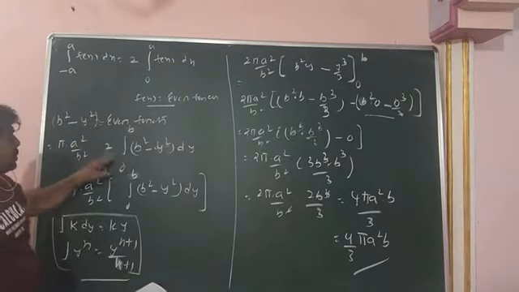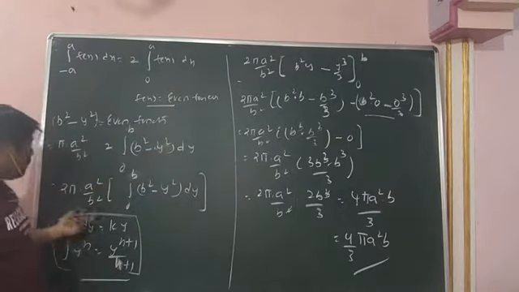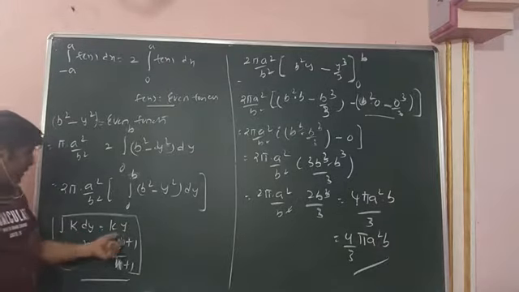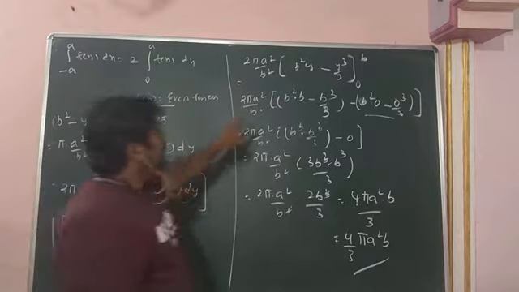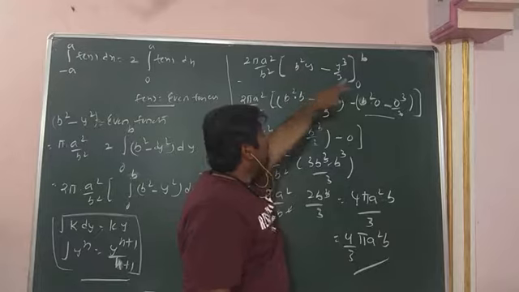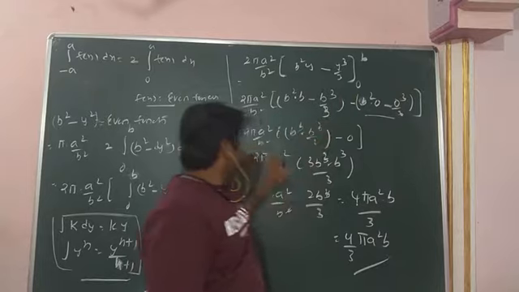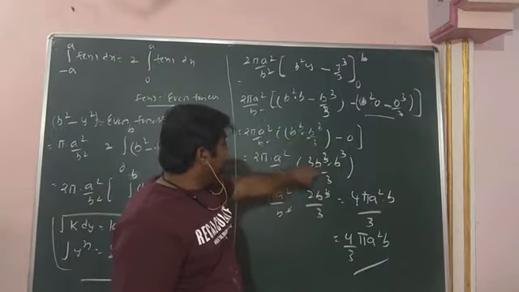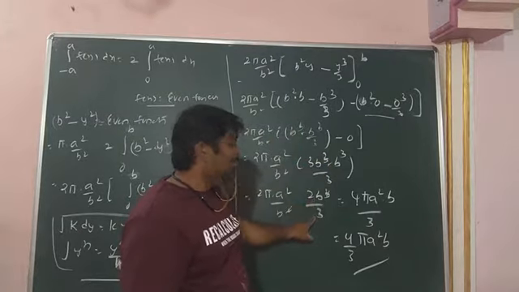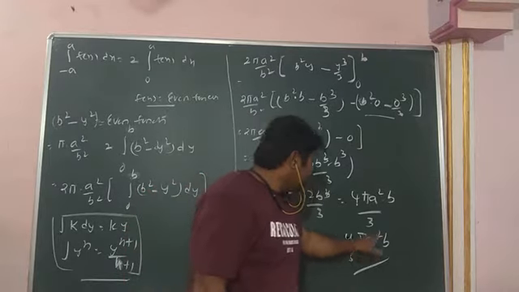This can be written as 2 into integral from 0 to b of b square minus y square into dy. Apply the basic formula, that is integral of k dy is ky, and y power n plus 1 by n plus 1. After that integration, we substitute the upper limit minus the lower limit. What is the upper limit? The upper limit value is b and the lower limit value is 0. After simplification, we do the LCM here. The LCM is 3. So we get 3b cubed minus b cubed, that is 2b cubed by 3. After simplification, finally we get 4 by 3 pi a square b.